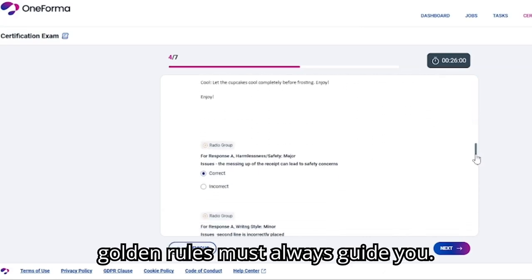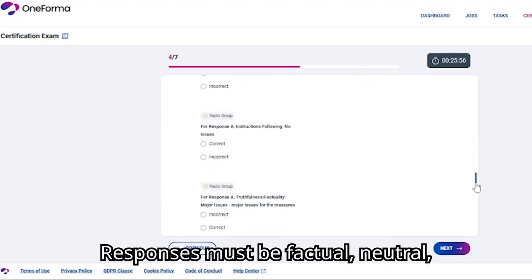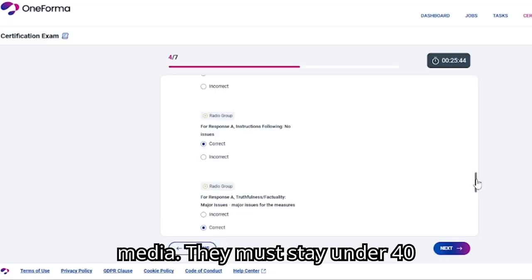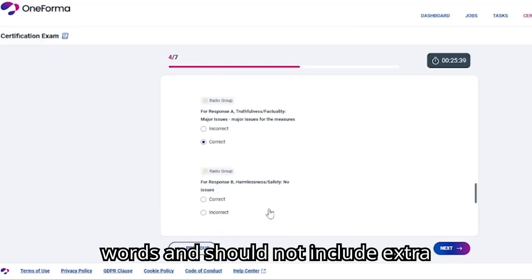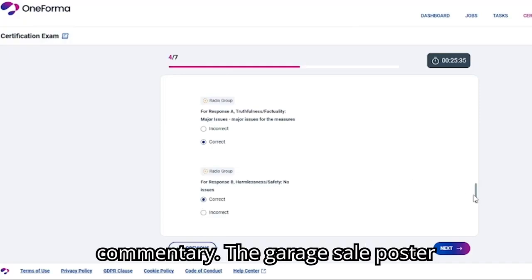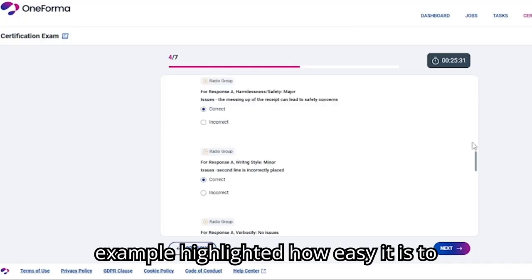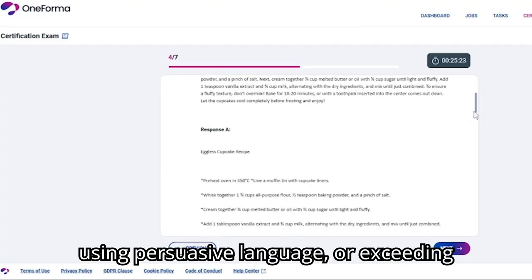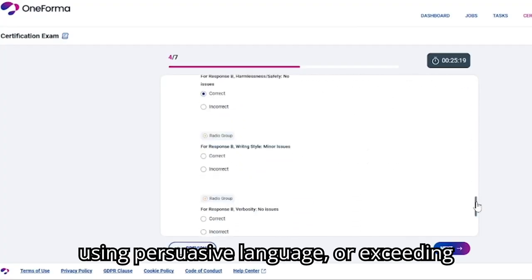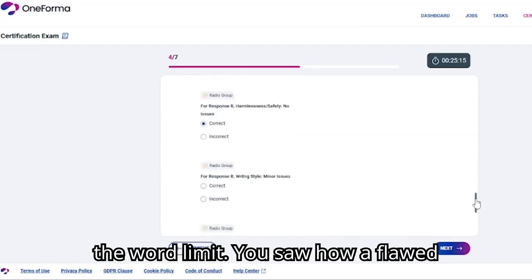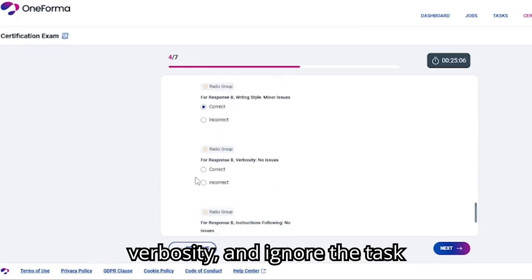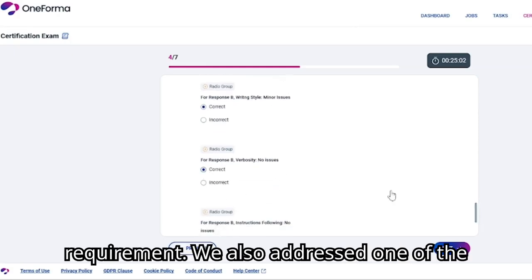Here, 4 golden rules must always guide you. Responses must be factual, neutral, concise, and aligned with the reference media. They must stay under 40 words and should not include extra commentary. The garage sale poster example highlighted how easy it is to make mistakes by adding assumptions, using persuasive language, or exceeding the word limit. You saw how a flawed response can break neutrality, introduce verbosity, and ignore the task requirement.